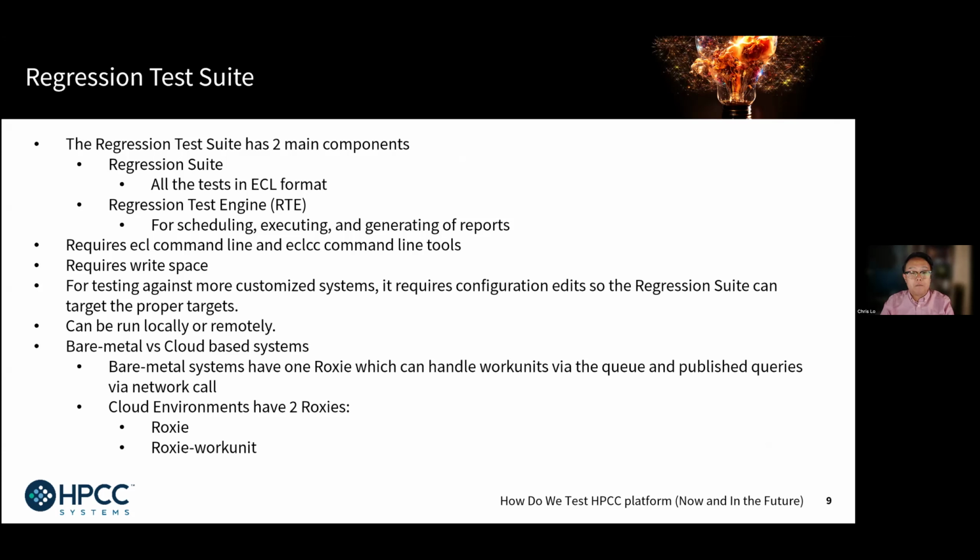By default, in bare metal and VM environments, we have one Roxie, which can handle both work units, via the work unit queue, as well as publish queries via a network call. In the cloud environment, however, you have two Roxies. You have Roxie as well as Roxie work unit. The Roxie itself handles the publish queries only, so it doesn't listen at all for the work unit queue. So if anybody tries to execute any of the regression suite tests against it, it's going to fail with a timeout. On the other hand, we have the Roxie work unit one, which listens to the entire work unit queue, and it can execute all the work units, but it doesn't handle any of the published queries.